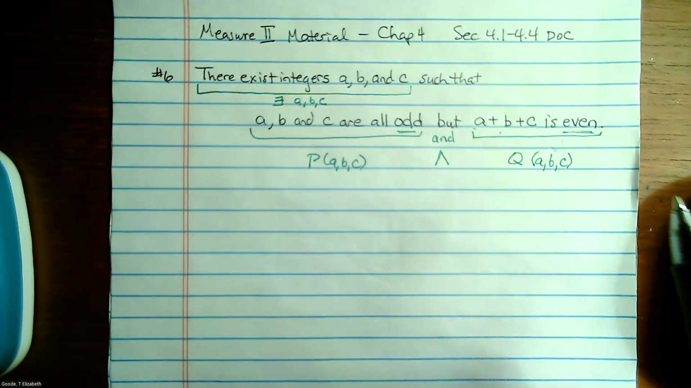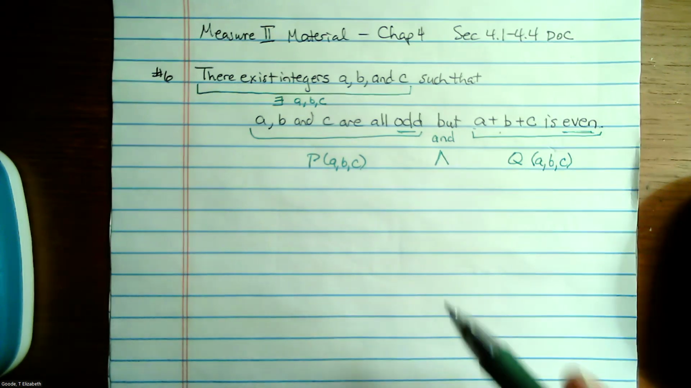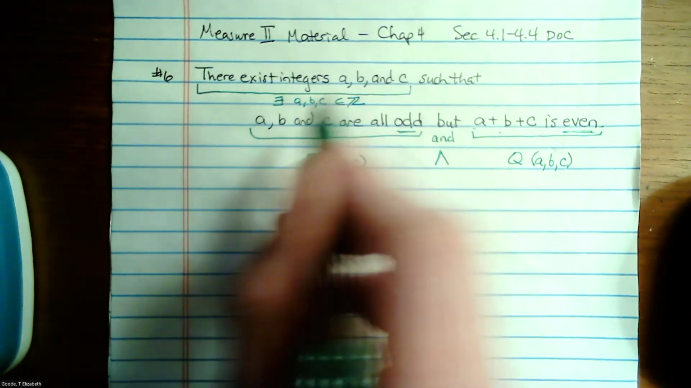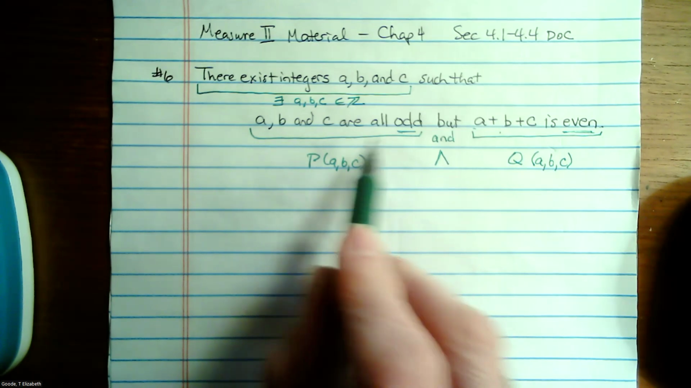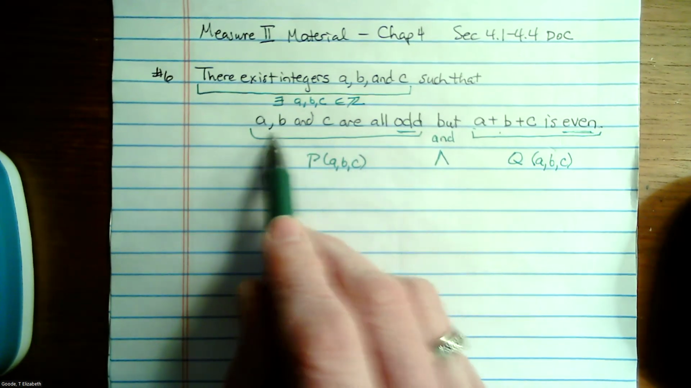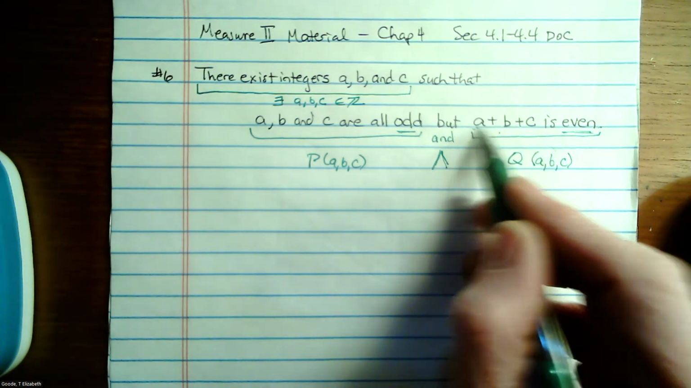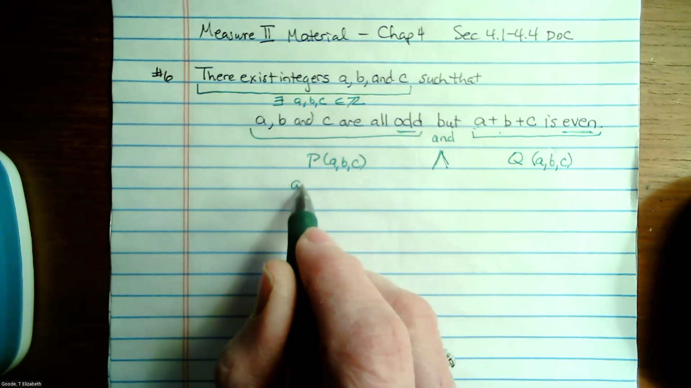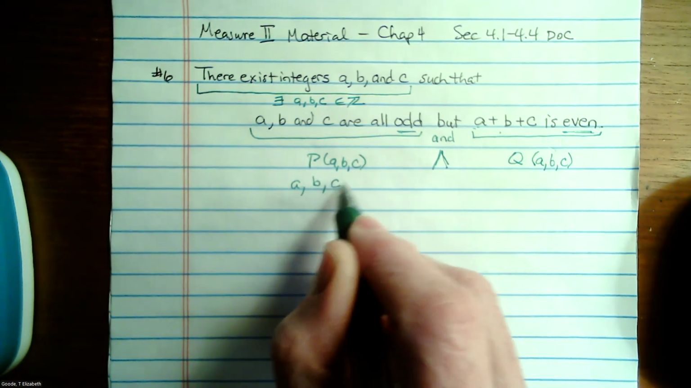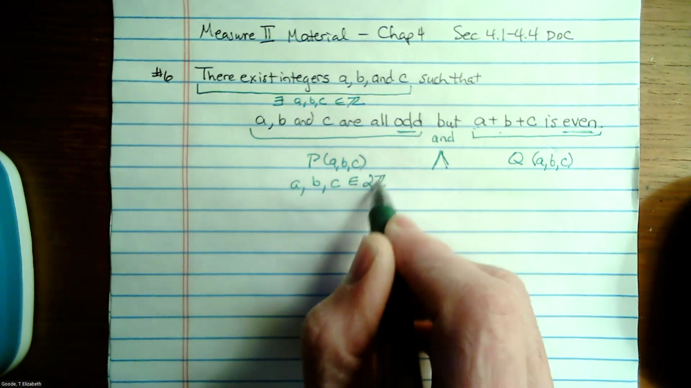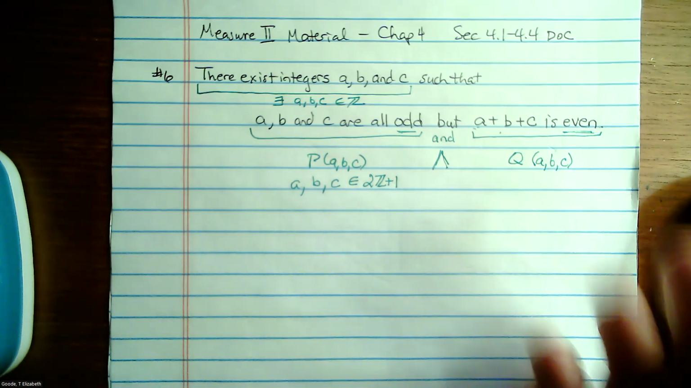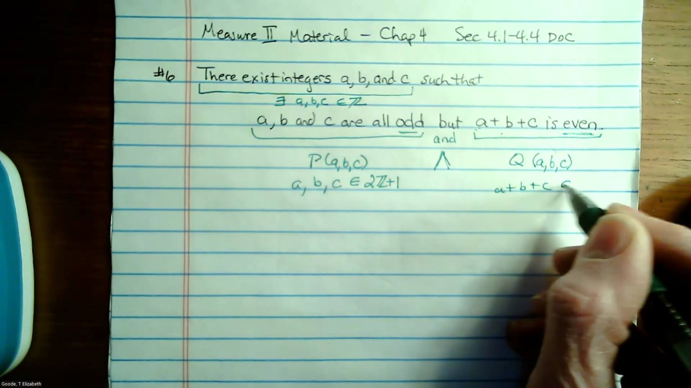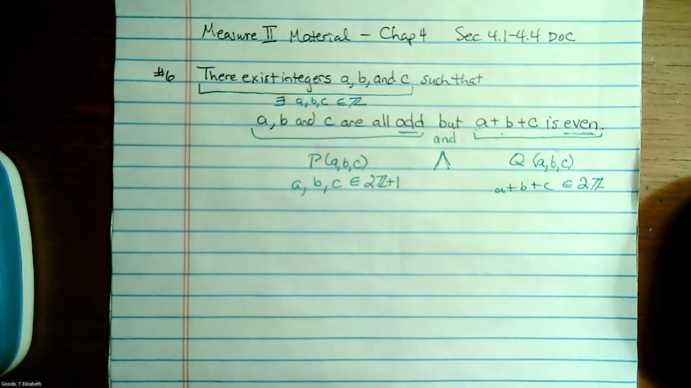So if we wrote it in formal style, you would use there exist A, B, and C, such that, and here you can just write this out and then put an and between them and then just write that out. Or now that we know the name of the odds, we know that A, B, and C are odd. We could write A, B, and C are an element of the set 2Z plus 1. You could write that A plus B plus C is an element of the evens 2Z. We know that now.